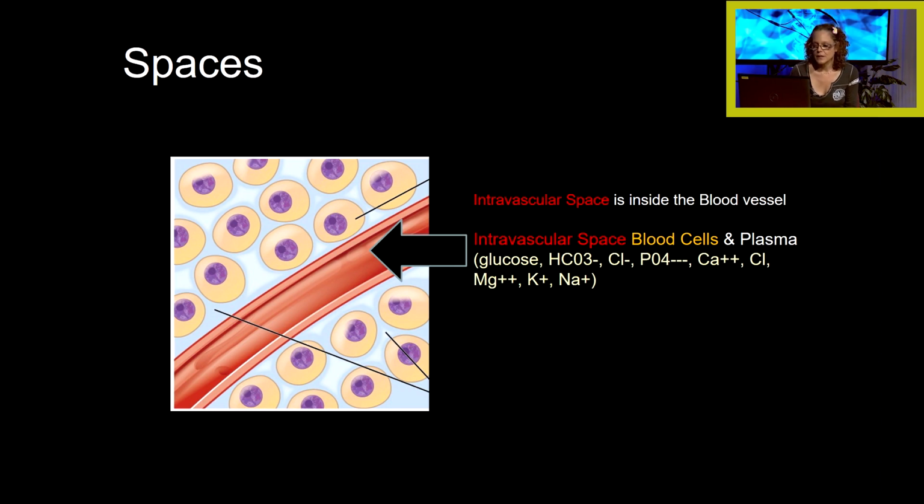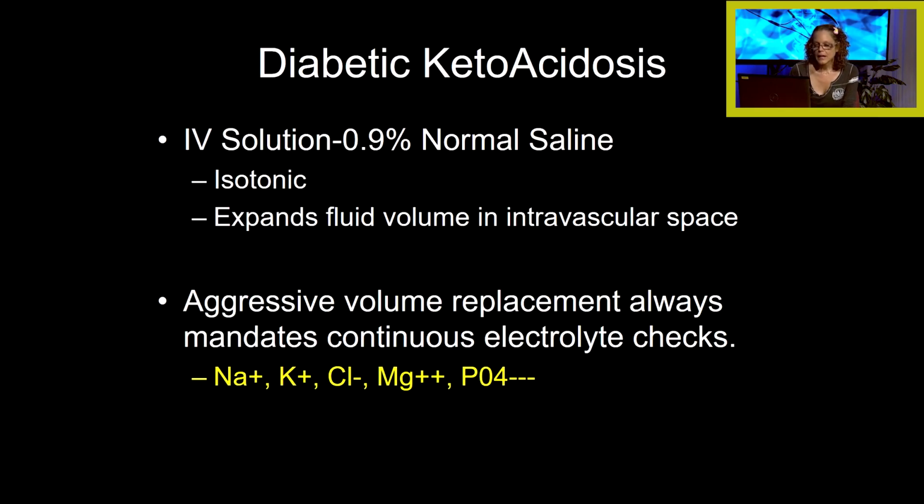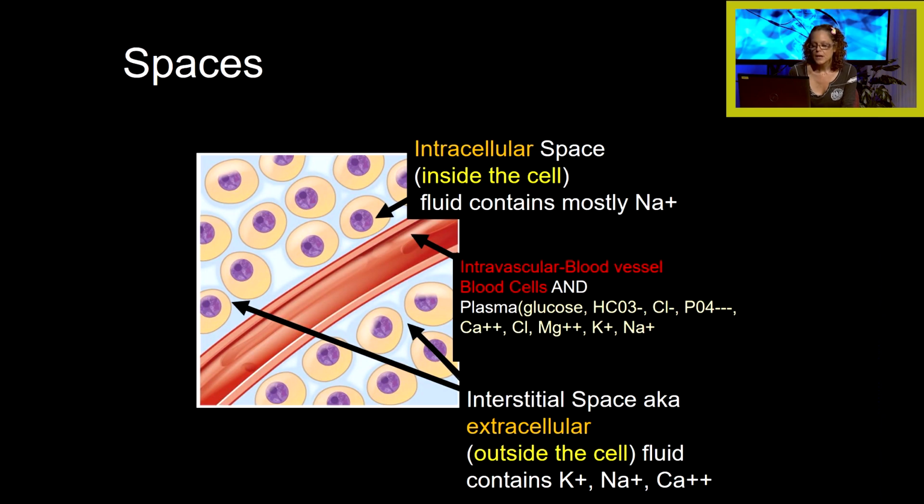So here we see an example of this. We see blood cells and we see plasma, okay? This is our intravascular space, where we have our blood cells and our plasma circulating. And so we want to give this normal saline to expand the fluid volume. Aggressive volume replacement always mandates continuous electrolyte checks, okay?